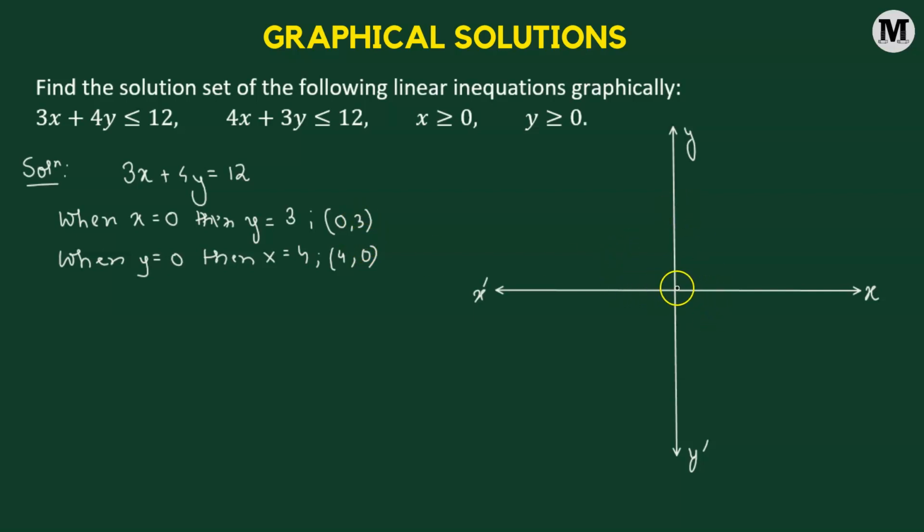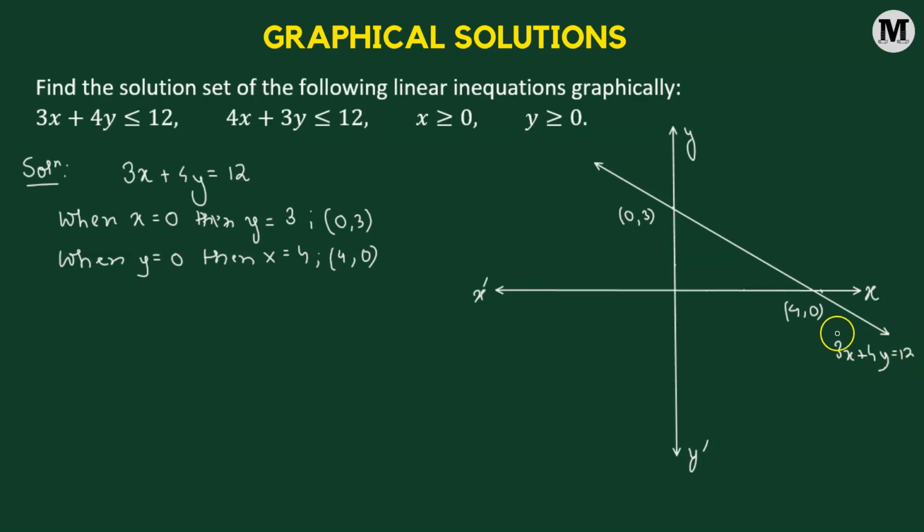Now we'll plot these 2 points on a xy coordinate plane. Let's start with 0, 3. That means we are 1, 2, 3 units along the positive y-axis. So let's name it 0, 3. And then we have the other point with coordinates 4, 0. We have 1, 2, 3, 4. So this is the point with coordinates 4, 0. We will draw a line that passes through these 2 points. Here we can see the line whose equation is given by 3x plus 4y equals to 12.